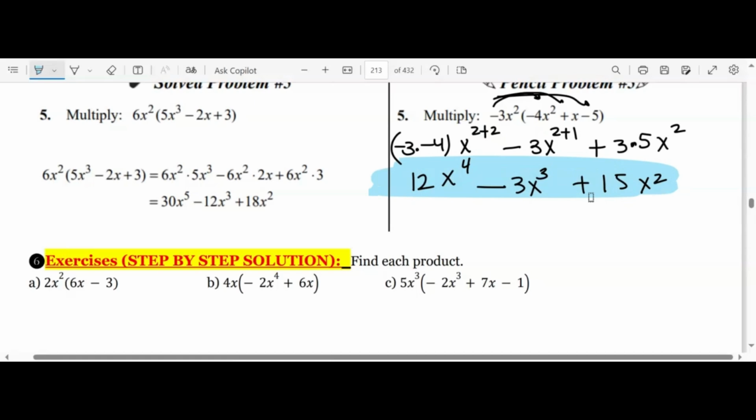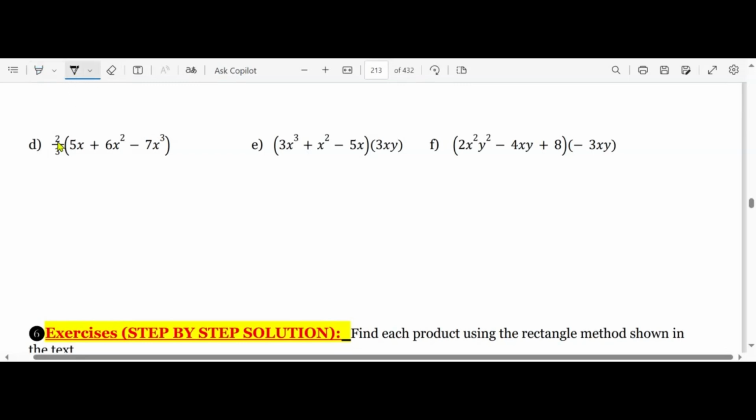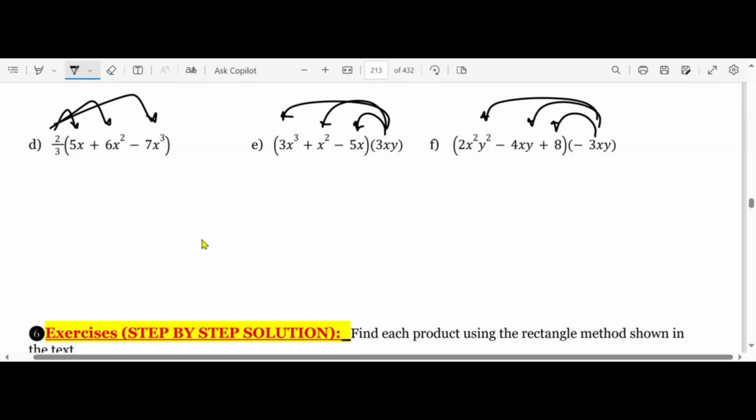Yalla, can you do the one in the bottom? Class work. Okay, so I'm going to have to distribute, right? How many times? 3 times. And how many times do I have to distribute here? 3. And how many times here? 4. 3 times.